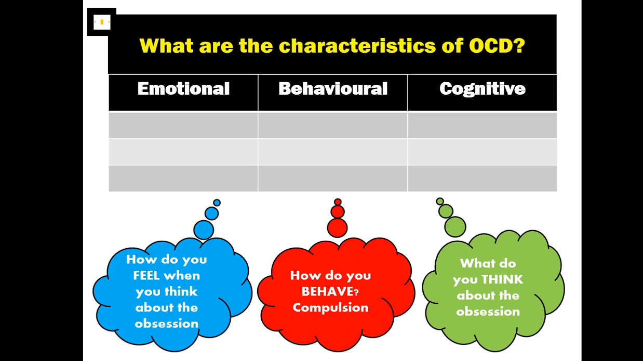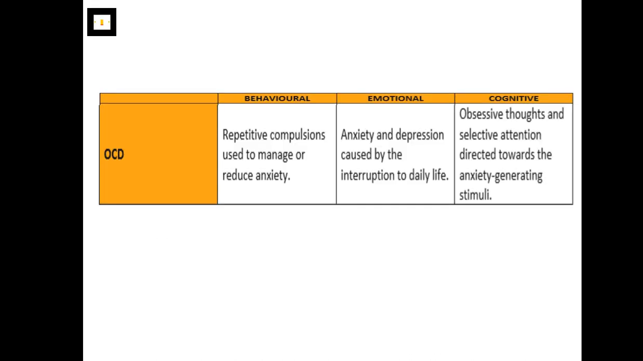Okay, so as you've done for the other two disorders, we now need to have a look at the cognitive, emotional and behavioural, and that's how I prefer to look at it, because the cognitions, your thoughts, lead to feelings, which are emotions, which lead to behaviour, which is obviously what you do. So make sure that you know what the characteristics are. What you think are the cognitive aspects, what you feel are the emotional, and what you do are the behavioural.